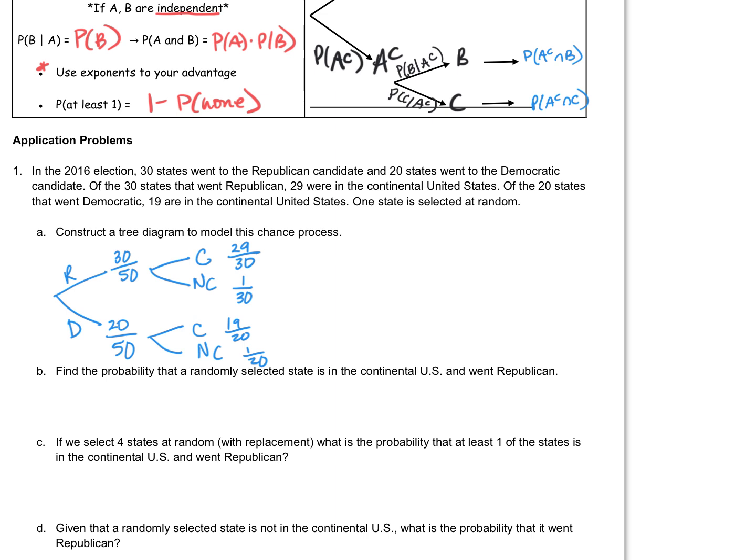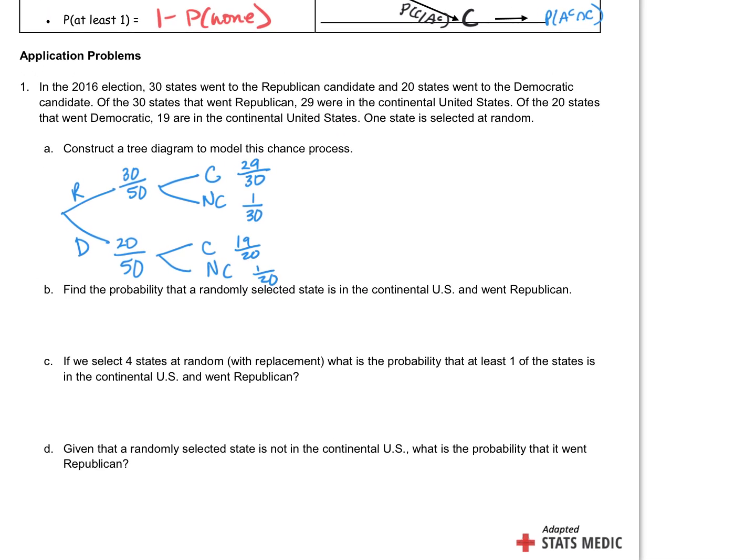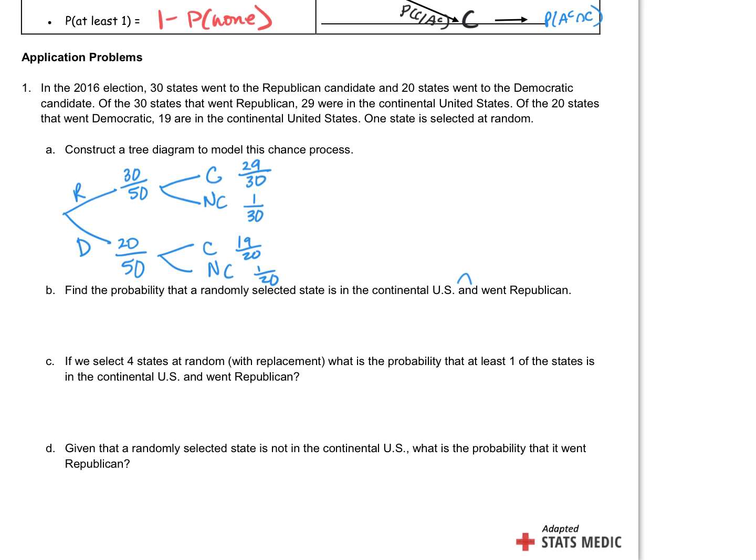Find the probability that a randomly selected state is in the continental U.S. and went Republican. So this is an and. Ands are easy. Ands are just straight down the chain. Okay? So the probability, continental and Republican. Well, how would I do that? I would just read straight down the Republican chain that goes Republican and continental. So 30 out of 50 times 29 out of 30, which simplifies nicely, doesn't it, to 29 out of 50. This is where you might want to start doing decimals, because it's a little easier than having to deal with all the fractions at the end. So that comes out to 0.58.